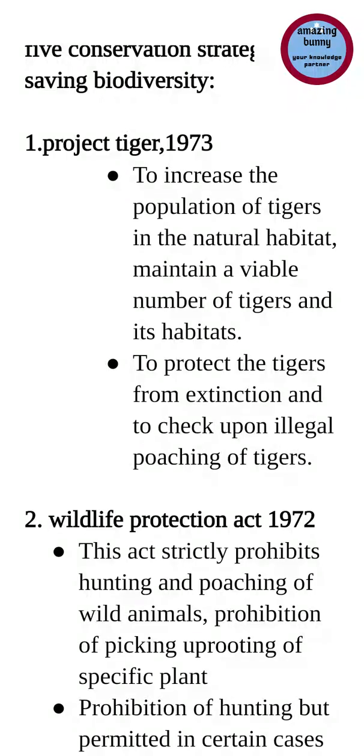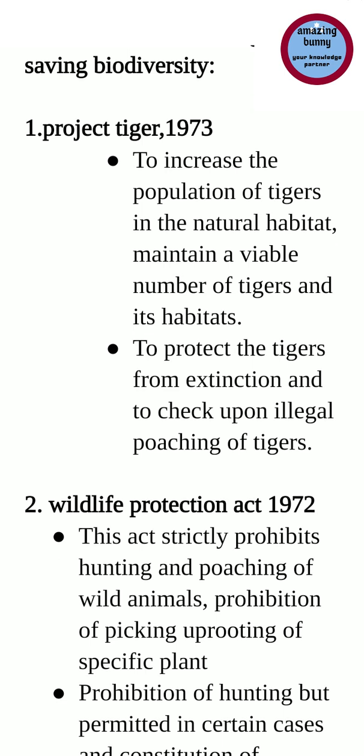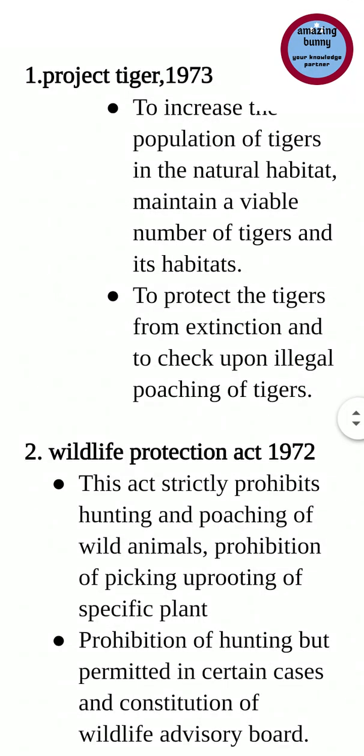First is Project Tiger, 1973: to increase the population of tigers in the natural habitat, maintain a viable number of tigers and its habitats, to protect the tigers from extinction and to check illegal poaching of tigers.